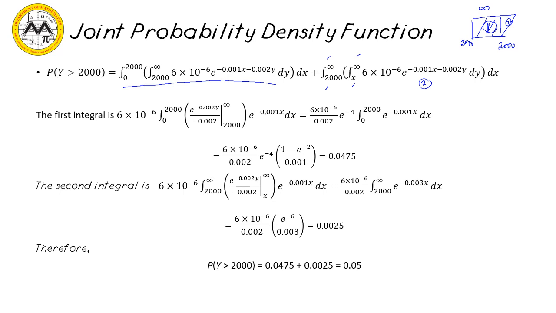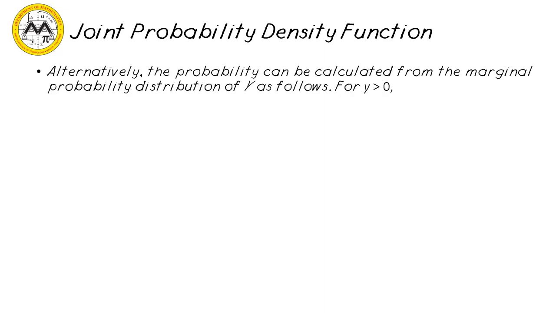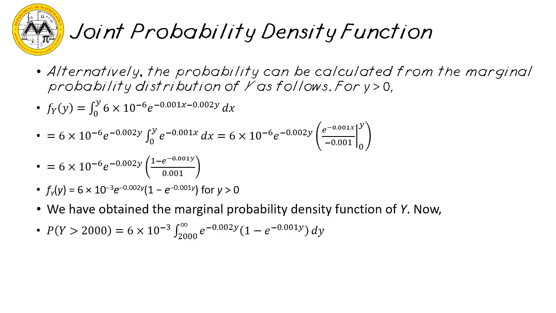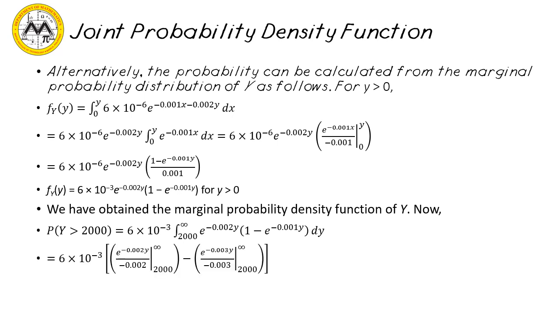For the second solution, we can have a horizontal strip such that we evaluate from 0 to infinity, and after that we integrate from 2000 to infinity. So what we have is the same, 0.05.